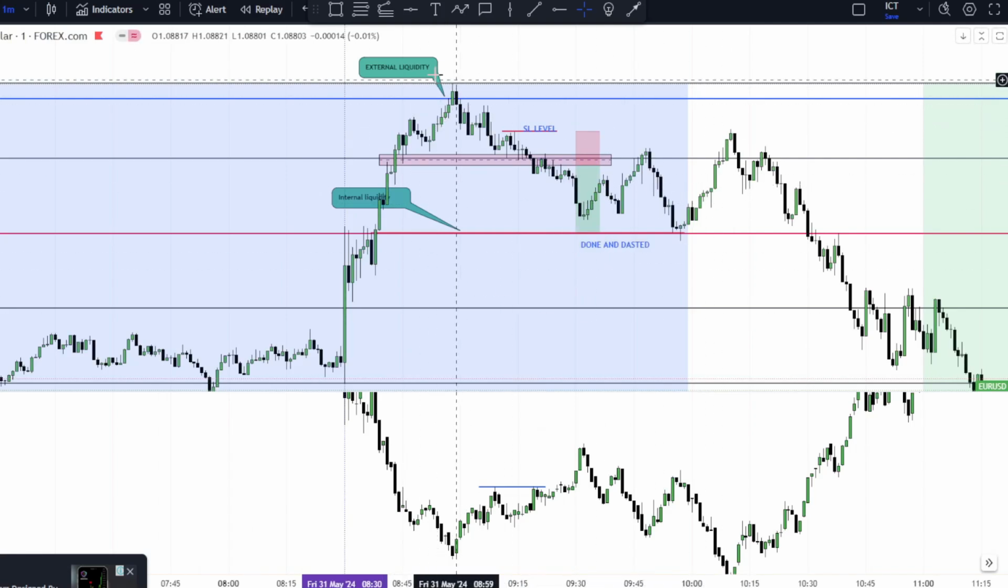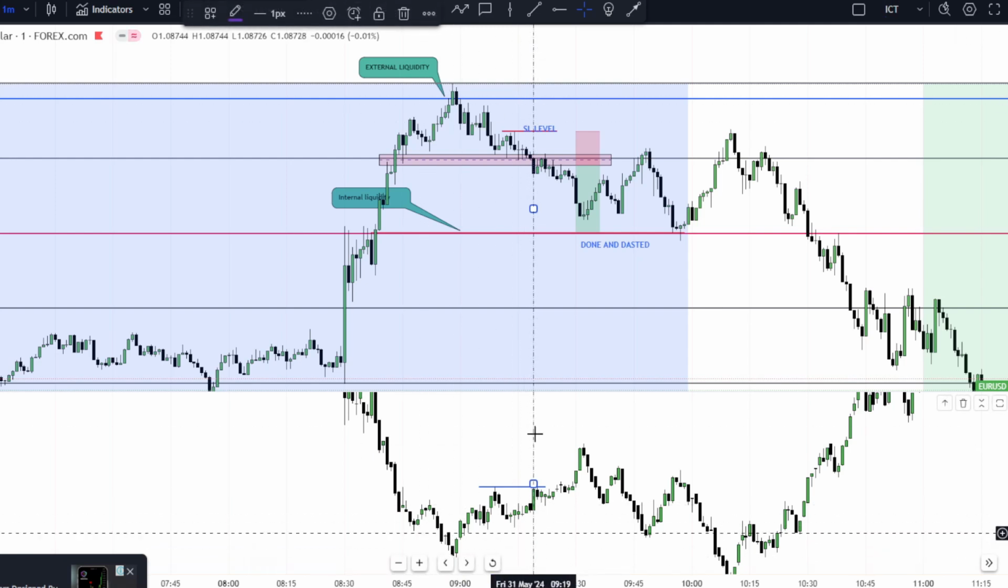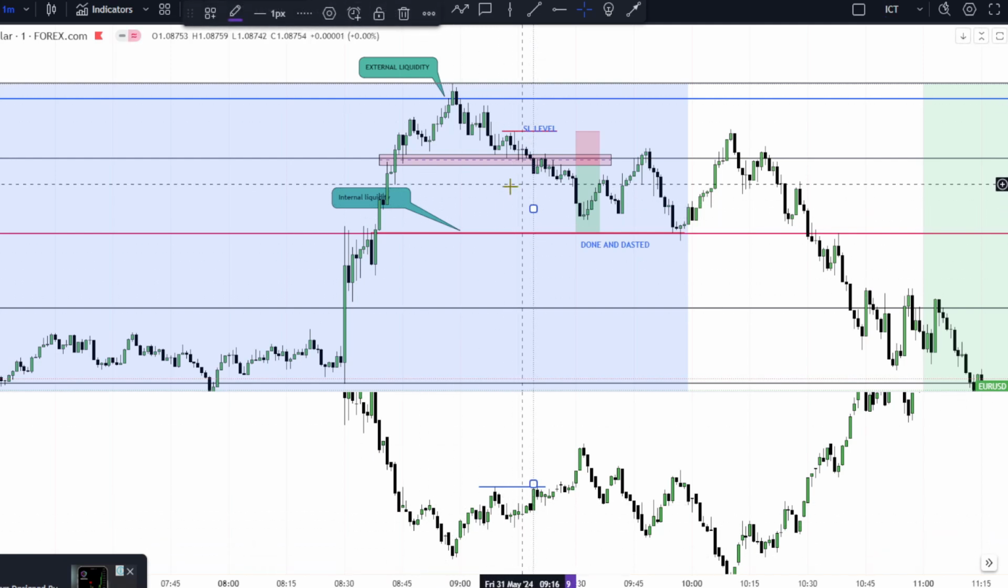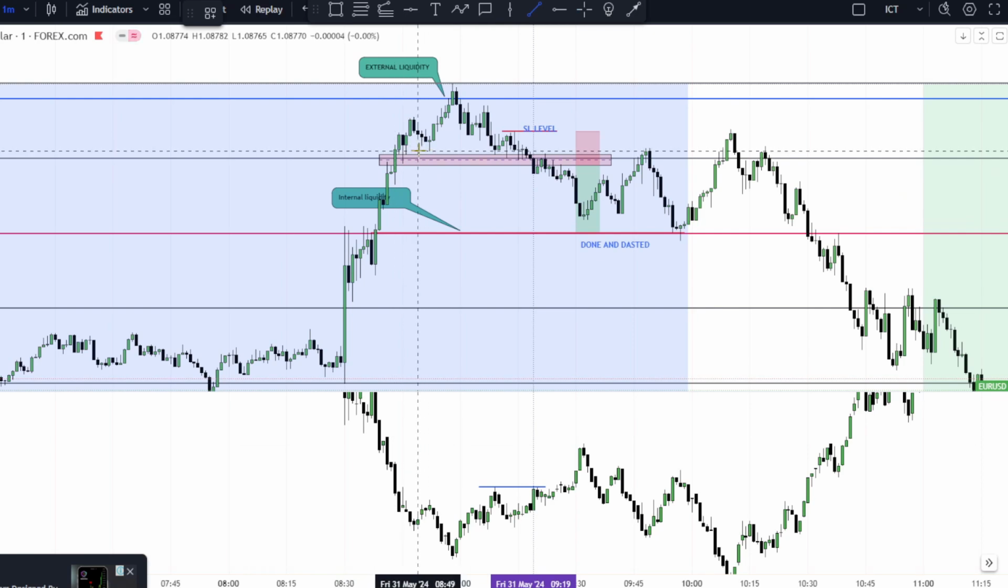In the lower time frames, we will wait for price to go through and close the previously used fair value gap. That occurred at 9:19 AM New York, and the market structure shift also occurred here. This is the market structure shift.